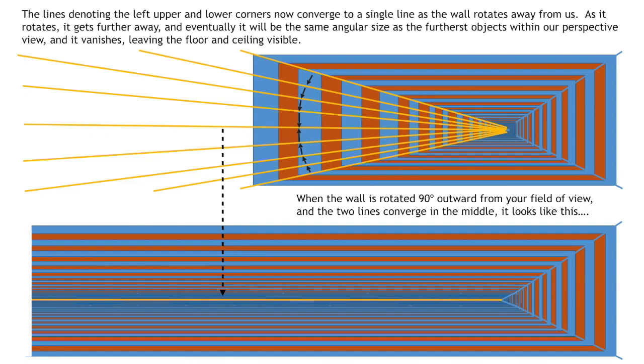So the lines denoting the left upper and lower corners now converge to a single line as the wall rotates out away from us. As it rotates, it gets further away, and eventually it will be the same angular size as the furthest objects within our perspective view, and it vanishes, leaving the floor and ceiling visible. So again, we're just rotating the wall more and more outward away from us, and eventually, as it rotates out, it will get so far away that it will be the same distance essentially as that vanishing point is in that original one-point perspective view where we were equidistant from the walls and ceiling.